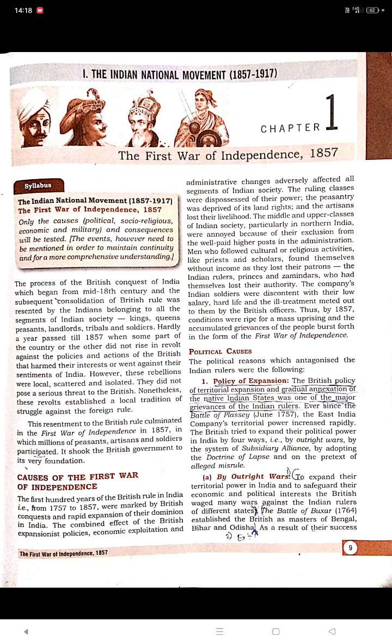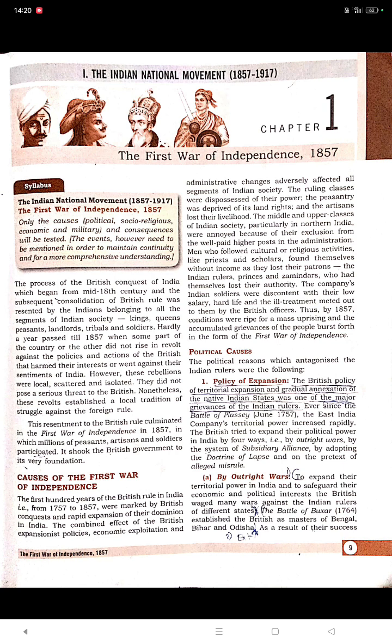Causes of the First War of Independence. The first 100 years of the British rule in India, that is from 1757 to 1857, were marked by British conquests and rapid expansion of their dominion in India. It means the British ruled for 100 years, and those years were marked by British conquest and the rapid expansion of their dominion in India.